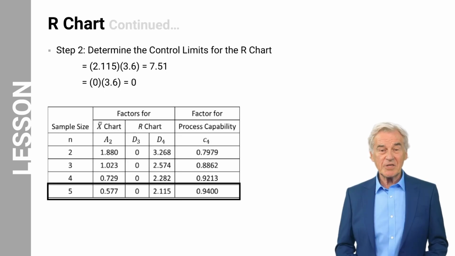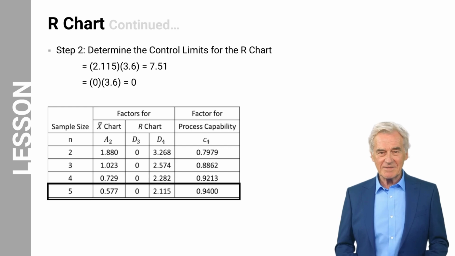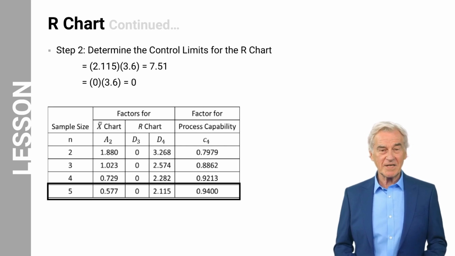Step 2, determine the upper and lower control limits for the R chart. The formulas for the upper and lower control limits are seen here. From our previous calculations, we know that R bar equals 3.6. From the table on the slide, we can determine that D4 equals 2.115, and D3 equals 0. Therefore, our upper control limit for the chart is 7.51, and the lower control limit for the chart is 0.